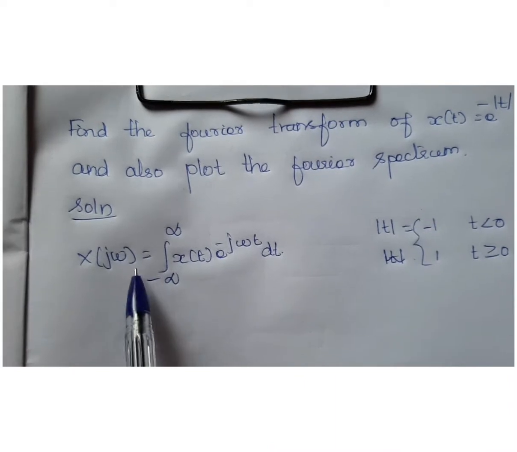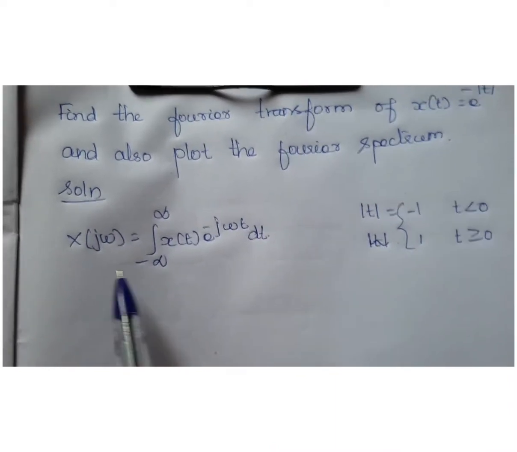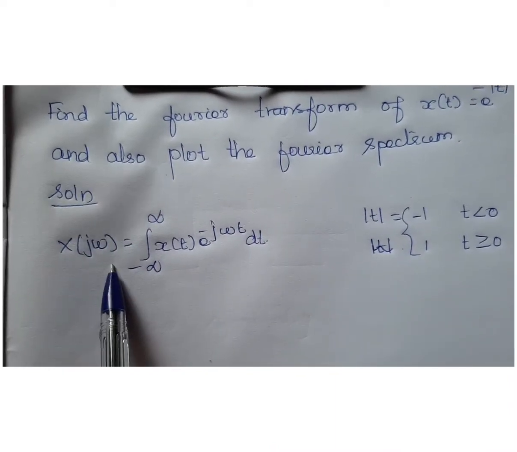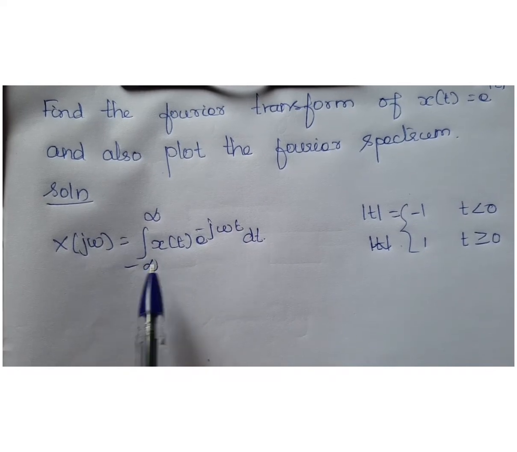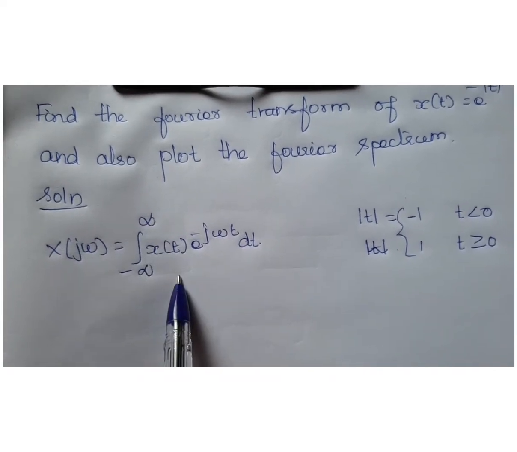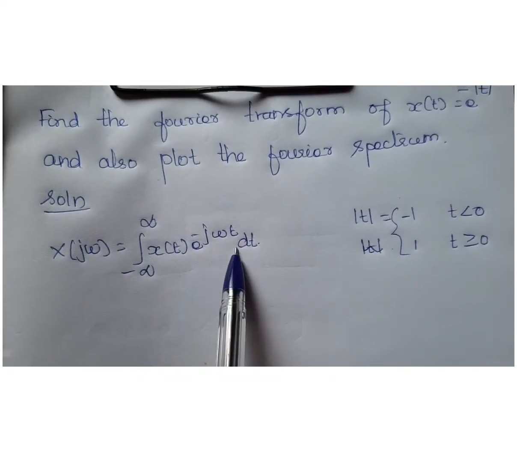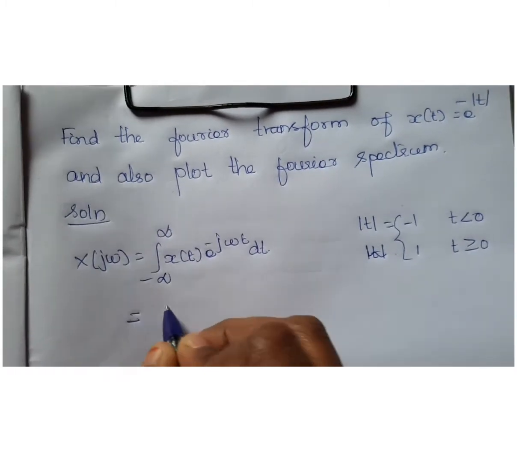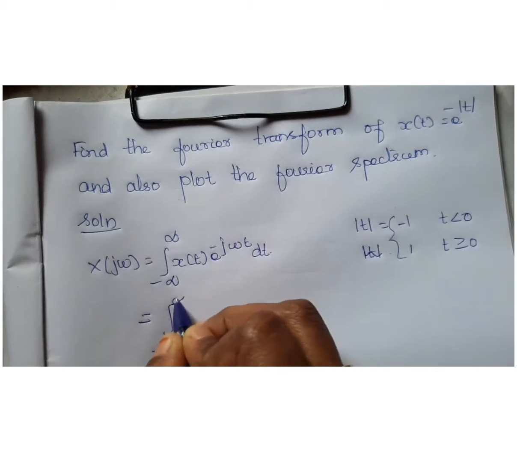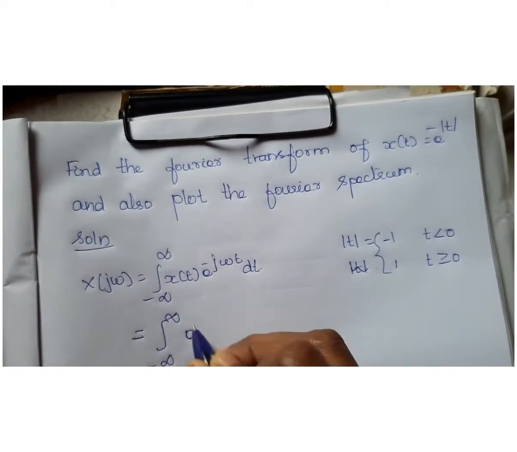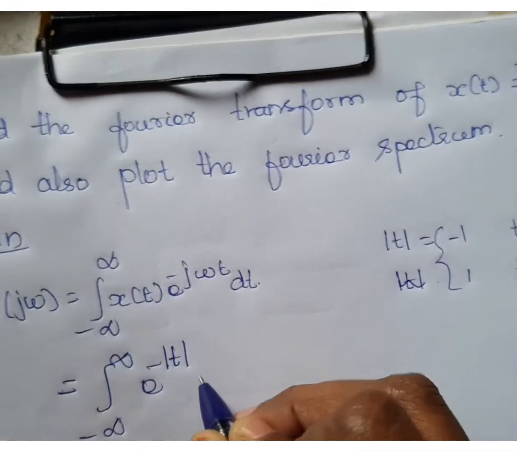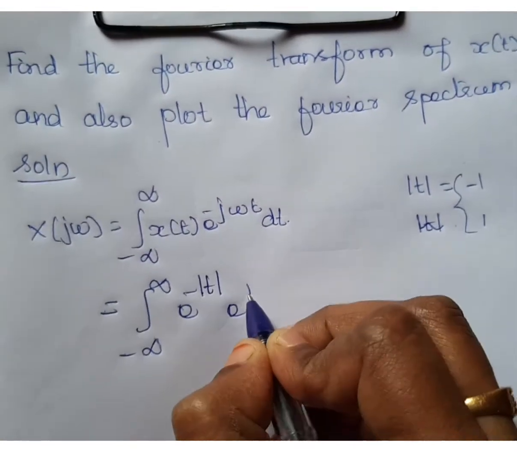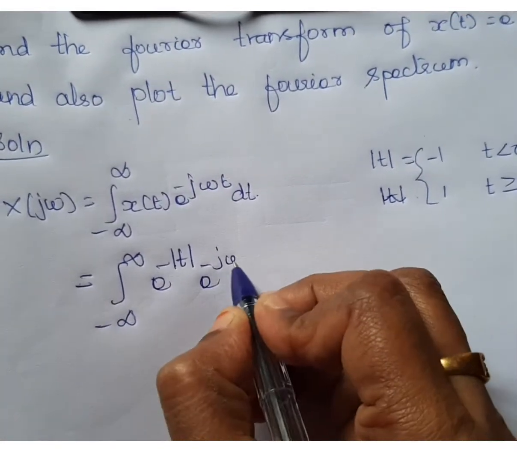So you want to find the Fourier transform. So what is the formula for Fourier transform? X of j omega is equal to integral minus infinity to infinity x of t e power minus j omega t dt. Okay. So now what is our x of t value? Integral minus infinity to infinity, our x of t value is e power minus magnitude of t, e power minus j omega t dt.